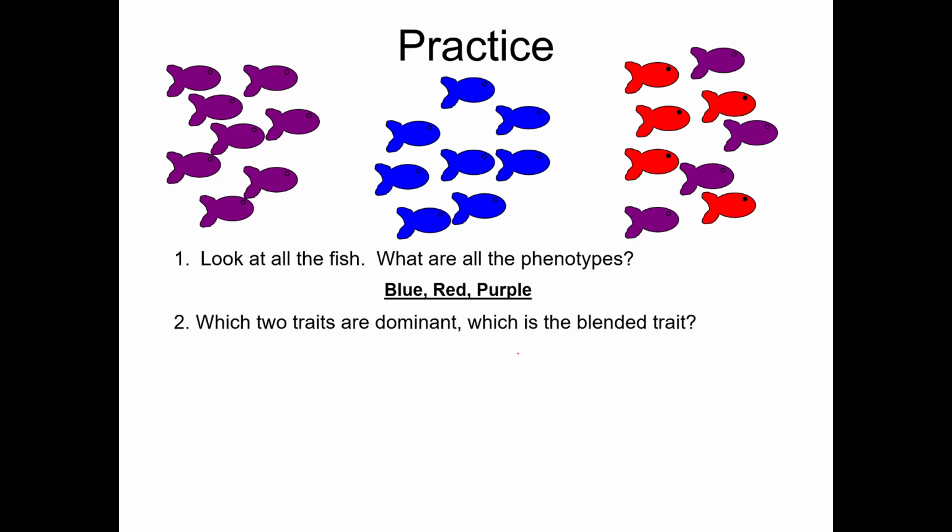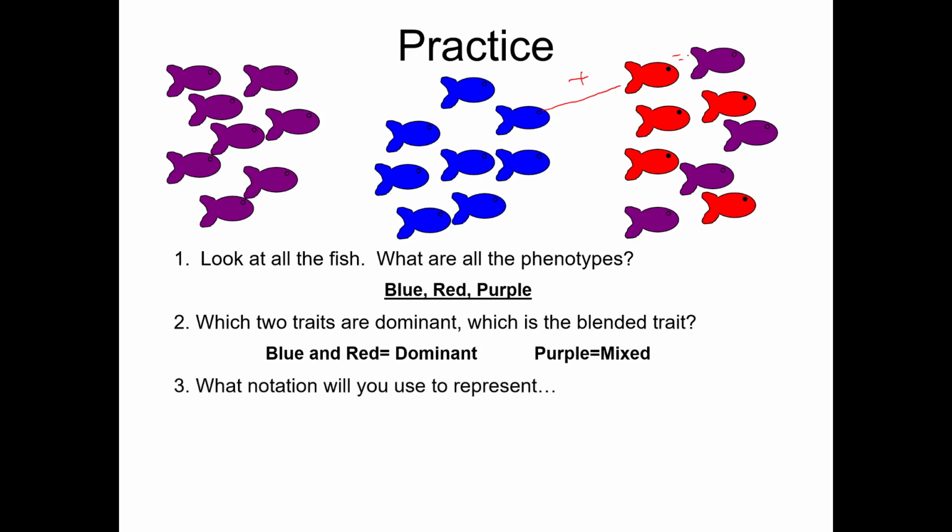If I mix red and purple, it's not going to give me blue. But if I mix blue plus red, that gives me purple. So blue and red are my dominant, purple is my mix. We need to think back to kindergarten when we were learning our colors. So notations again. We have the blue fish. Blue fish will be big B, big B.